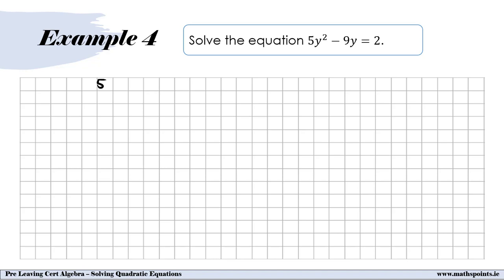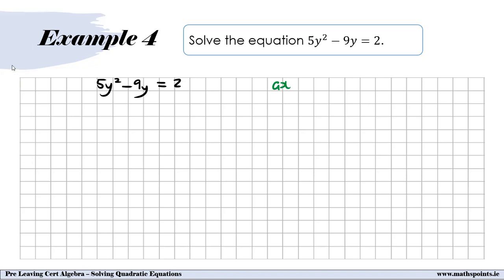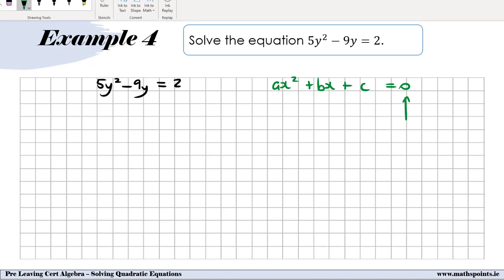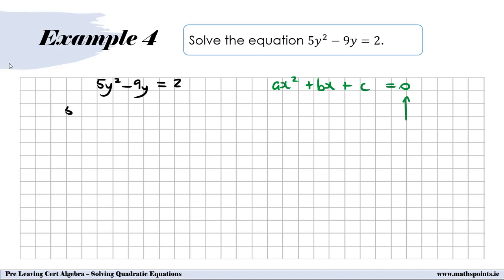Example 4 is an example that's just in the incorrect form for us to be able to factorize or use the minus b formula. So we have an equation that says 5y squared minus 9y equals 2, but we would like an equation that's in the form ax squared plus bx plus c equals 0. We need to have a 0 on the right hand side if we're going to factorize it. So what we're going to do is we can see that there's a 2 on the far side, and we're going to subtract a 2 from both sides.